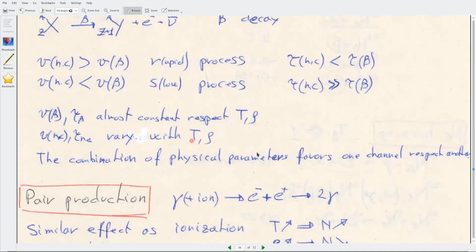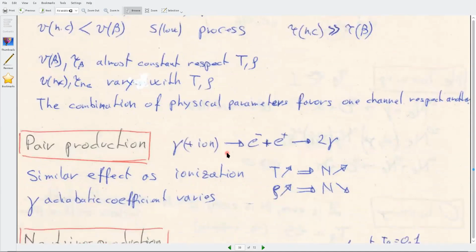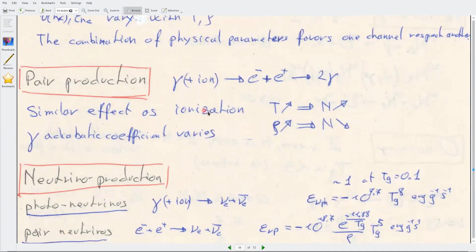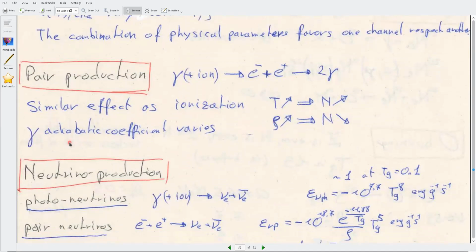the iron. That is also what was observed during the merger of neutron stars, where there are a lot of neutrons available. There is also the pair production. Essentially, a photon is converted into a pair during interaction with the ion. It has a similar effect as ionization.